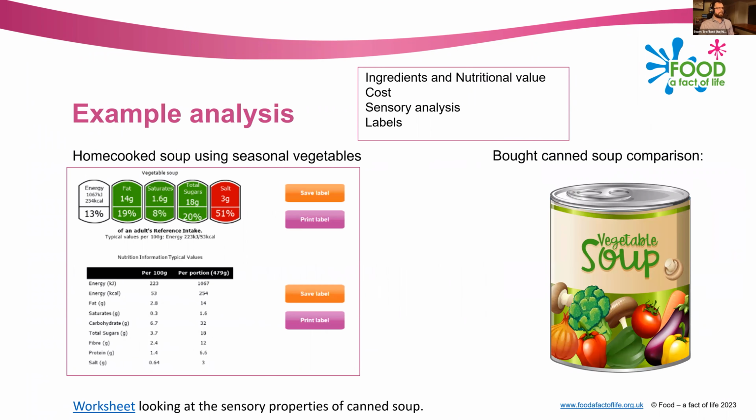So here's an example analysis. On the bottom left here, this is the kind of label that you will create when you've entered your ingredients into Explore Food. This is for a home-cooked soup with seasonal vegetables. What you can do is run your analysis, creating your own soup, and then you can have a can of soup from the shop, and you can compare the labels as well. Are there different colors on the traffic lights? Are there any nutrients that are significantly higher in one or the other? And get pupils to think about and talk about why that might be.